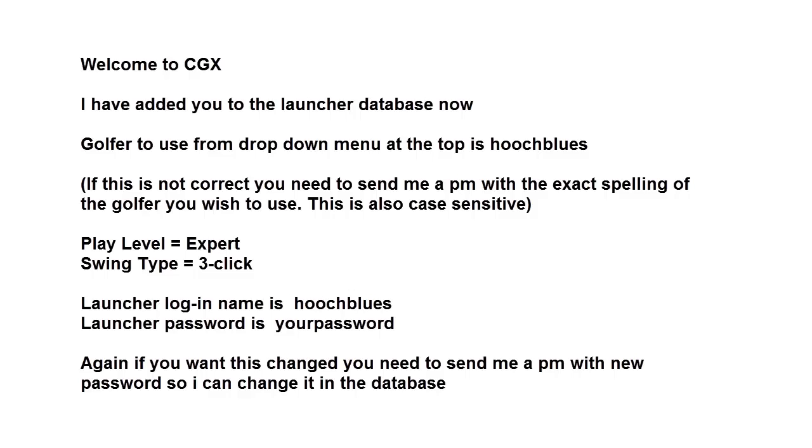When you signed up as a CGX Tour Pro, you received a welcome PM, a private message. Find and open that message. It contains all the information you will need to start the launchers. First, note your golfer's profile name. This is the name of the player you use in Tiger Woods 2008. I will be referring to this as your profile name or your golfer name. Then note your playing level and swing type.